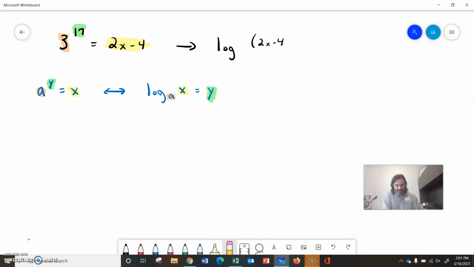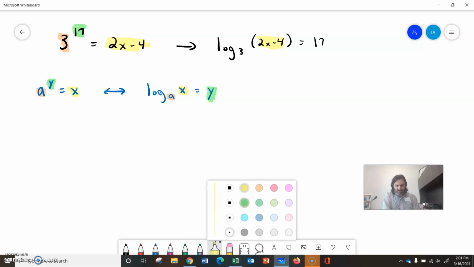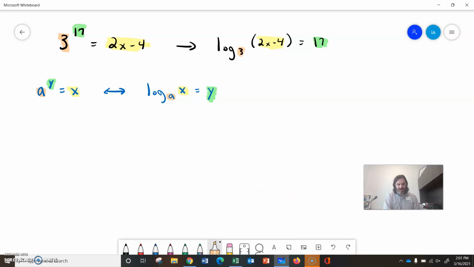So this can be rewritten in log form as log base 17 of 2x minus 4. Messing up there a little bit. Log base 3 of 2x minus 4 equals 17. Got ahead of myself. So making sure you see where everything came from. Compare it to the original version I had down here, and I'll color code it to make sure you can follow.